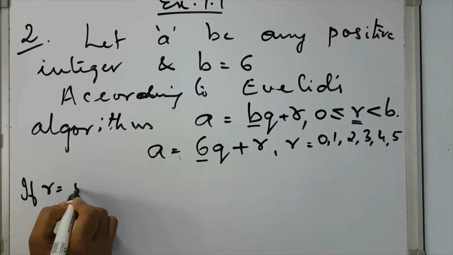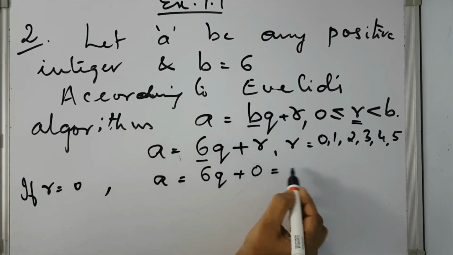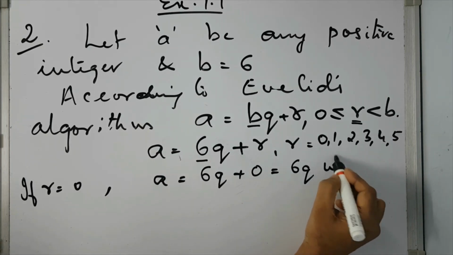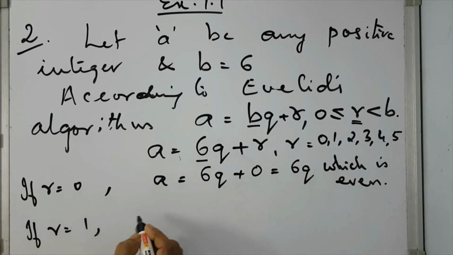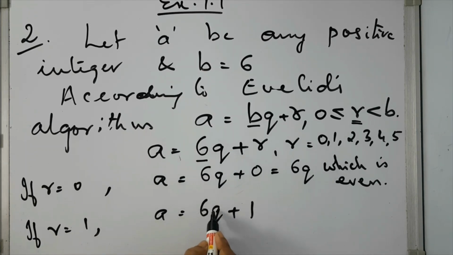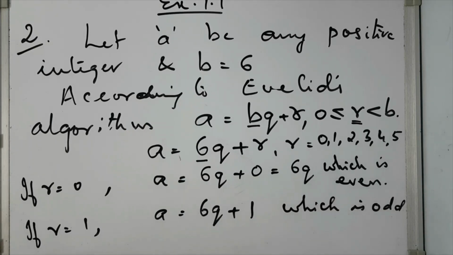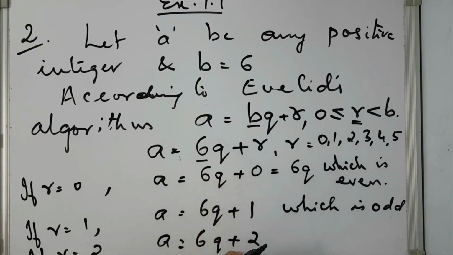If r equals 0, then a will be 6q plus 0, which is 6q. 6q is an even number because it is 2 into 3q. It's a multiple of 2, which is even. Now, if r is 1, a will be 6q plus 1. You know 6q is even, so even plus 1 is odd. Now, if r equals 2, a will be 6q plus 2. So first number even, then odd, then again it will come even. Otherwise also you can see 2 can be taken outside, it's a multiple of 2, which is even.